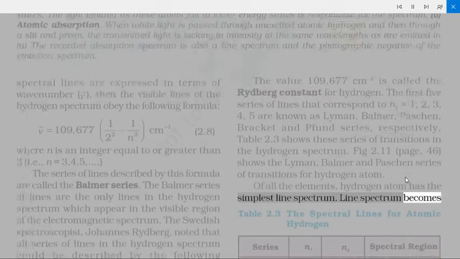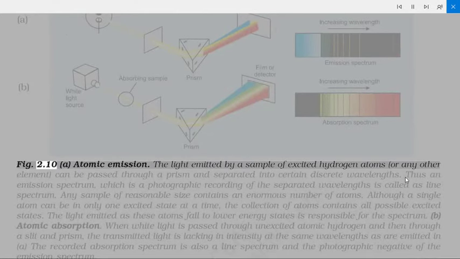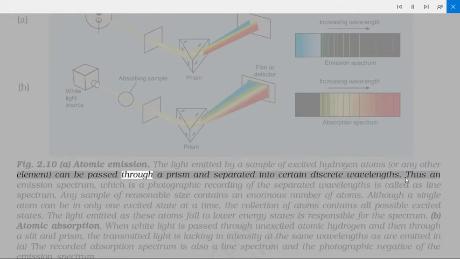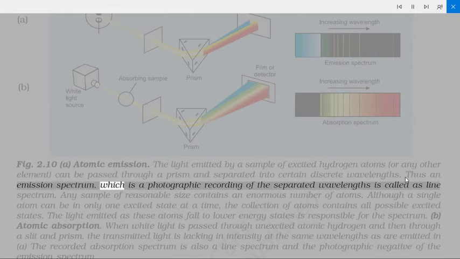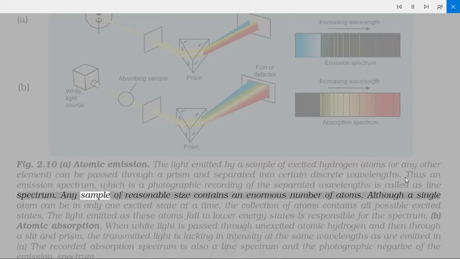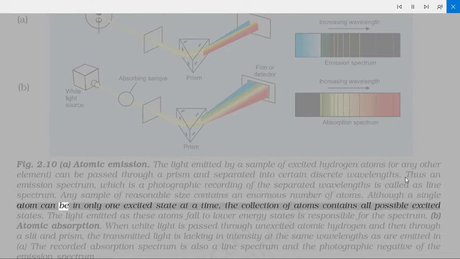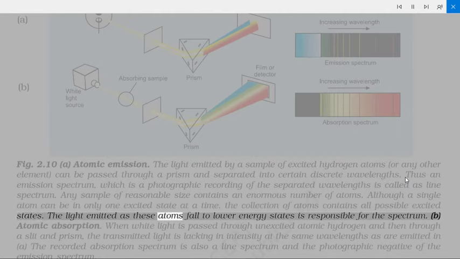Line spectrum, Fig. 2.10. A, atomic emission. The light emitted by a sample of excited hydrogen atoms, or any other element, can be passed through a prism and separated into certain discrete wavelengths. Thus an emission spectrum, which is a photographic recording of the separated wavelengths, is called a line spectrum. Any sample of reasonable size contains an enormous number of atoms. Although a single atom can be in only one excited state at a time, the collection of atoms contains all possible excited states. The light emitted as these atoms fall to lower energy states is responsible for the spectrum.